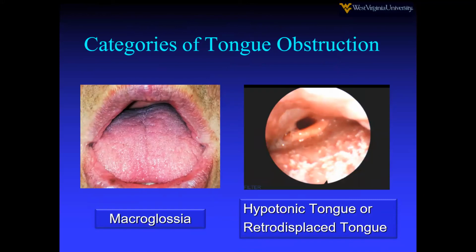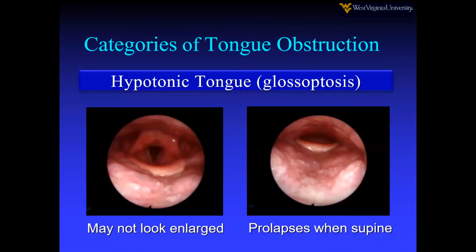Macroglossia, again, you see that tongue just fill in the oral cavity. But is it a hypotonic tongue, or is it retrodisplaced? I mean, does it lose tone when they're asleep, or is it just big to begin with and there's no airway? A little harder thing to know. So this tongue may not look enlarged sitting up, but then in the clinic, you can put them in a supine position and the tongue falls back. How about that? You need to look for that because that'll guide you on maybe what procedure that you should use.